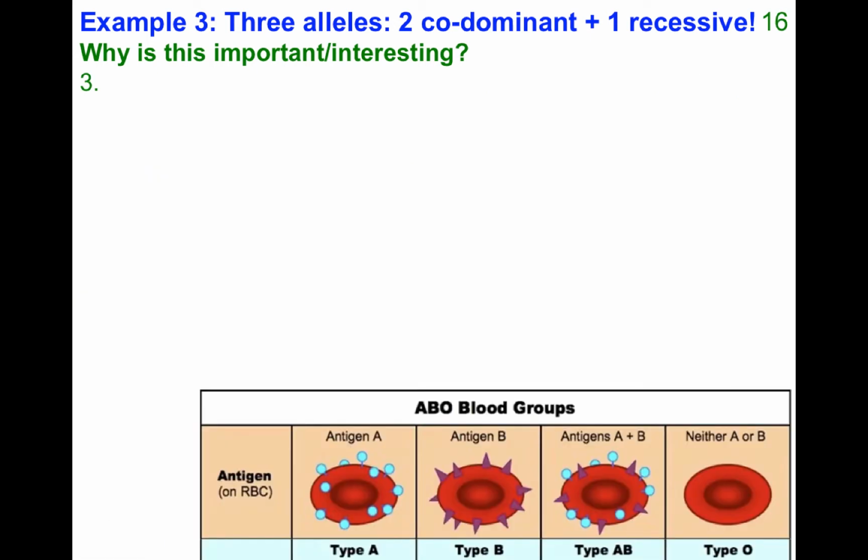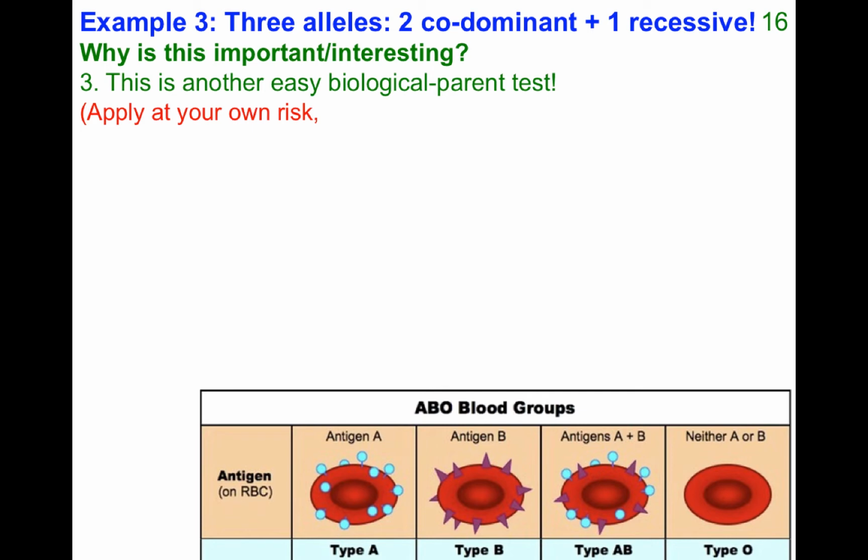Third reason why this is interesting is because this is another one of those easy biological parent type tests. Also another risky one for us to talk about in class in case you're discovering something new about your family. So apply this logic to your family at your own risk. And do remember that other mutations and genes can be involved and that your parents do love you. Maybe the blood tests were wrong.